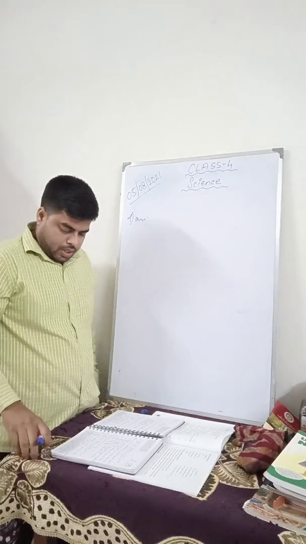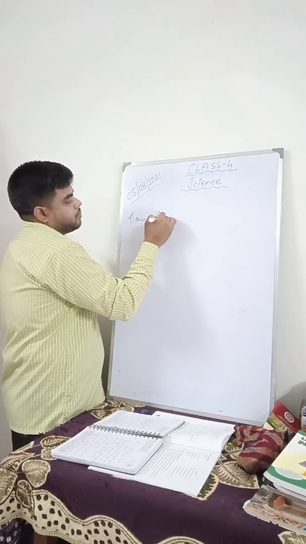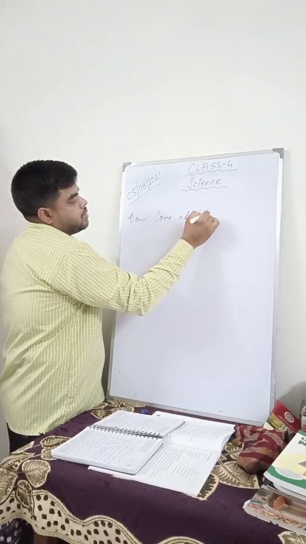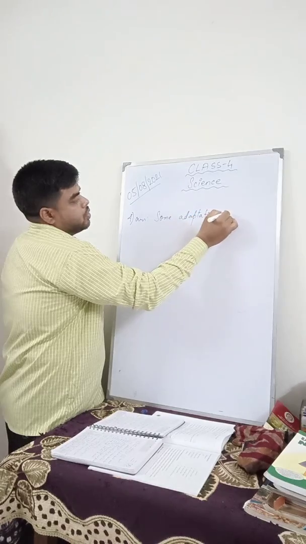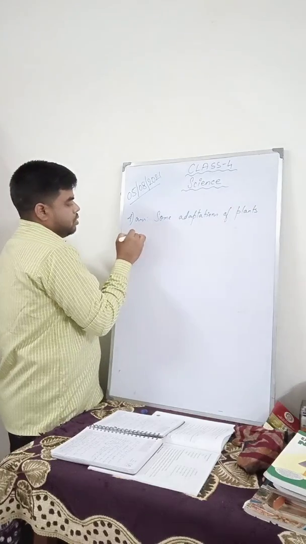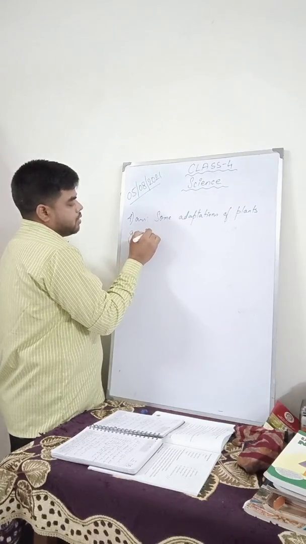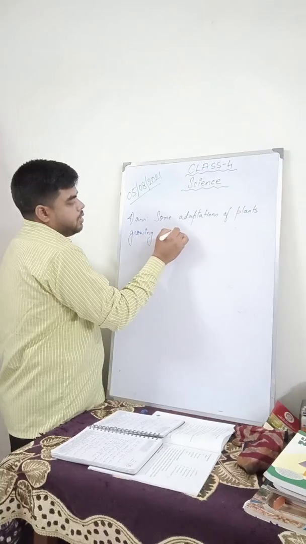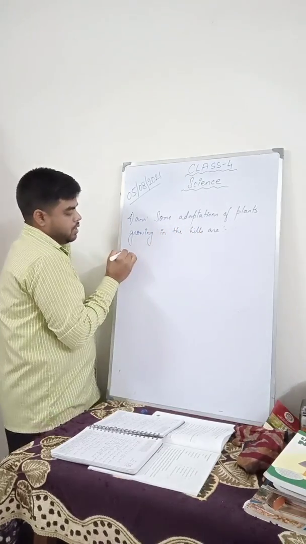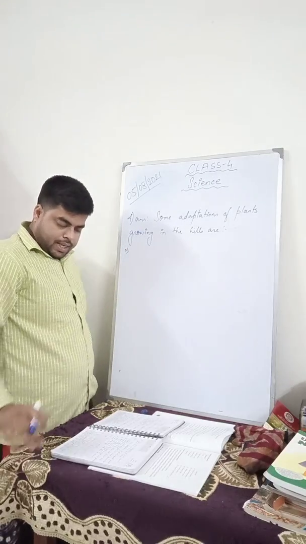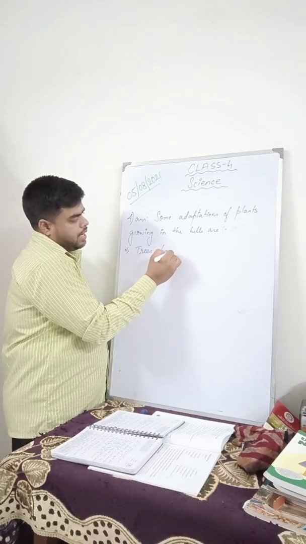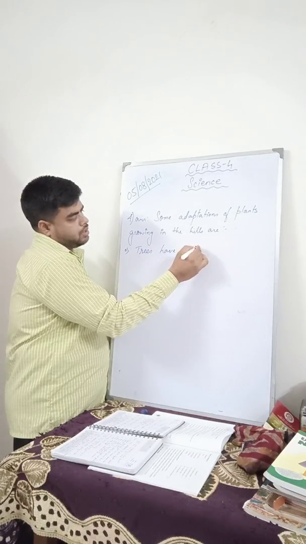In question number 4 they have said, state some adaptations of plants growing on hills. Name some of these. So some adaptations of plants growing in the hills are: then you write point wise. Number 1, trees have thick bark.